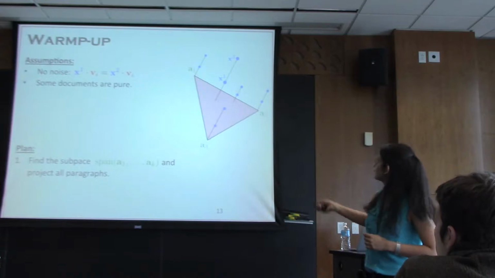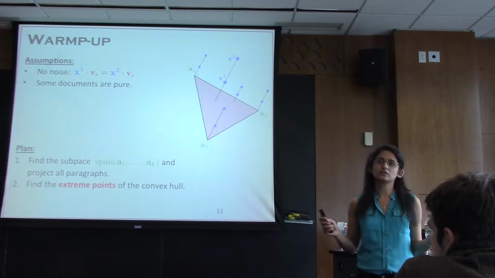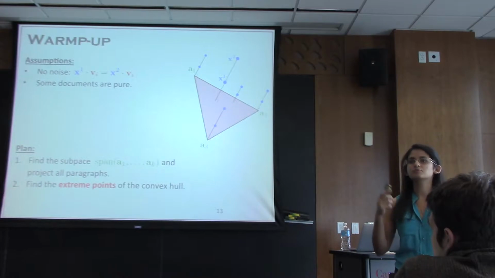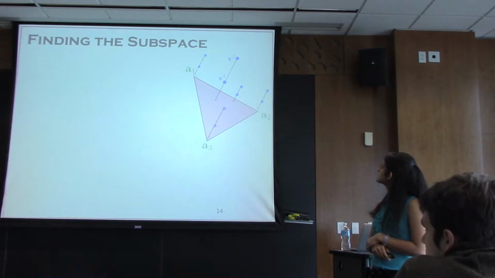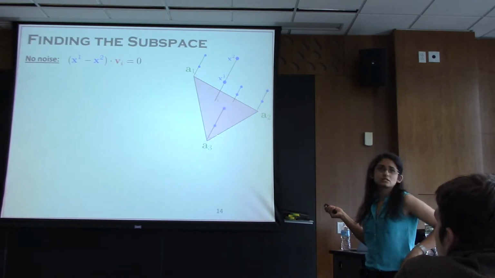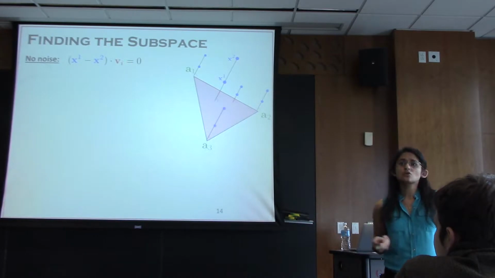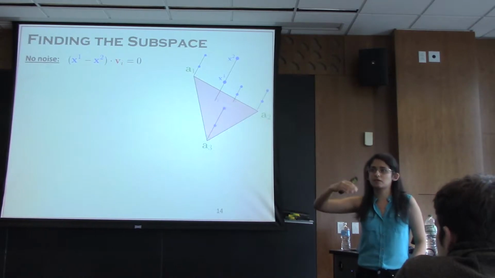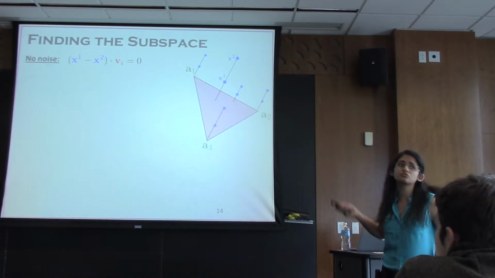So the plan is to first find the subspace, then project down to that subspace and look at the extreme points. I know this is very simple, but I actually want to go through it because I think it helps to look at the ideas before we lift those assumptions. So let's look at how we can find the subspace. We said that the reason these are perpendicular to the subspace spanned by A1 to AK is that they had the same mixture. So you can think of x1 minus x2 as being in the null space of V1 to Vk, which is the same as the null space of A1 to AK. So you just want to find that null space.